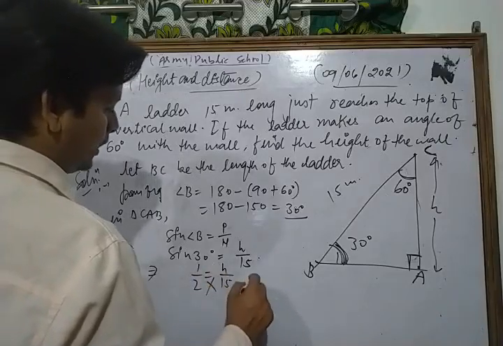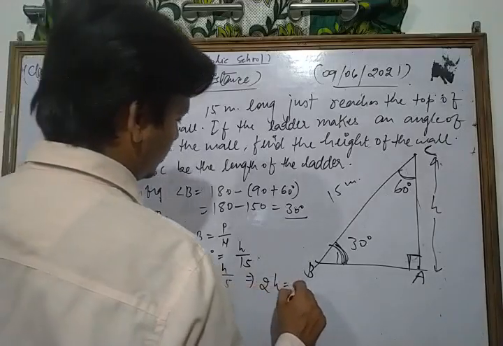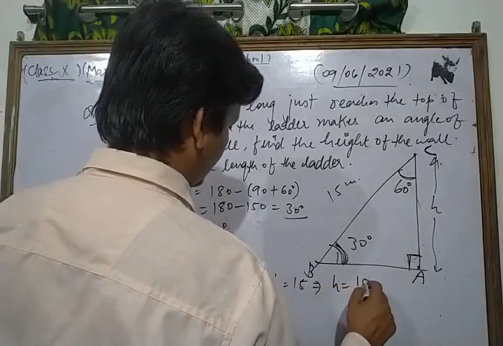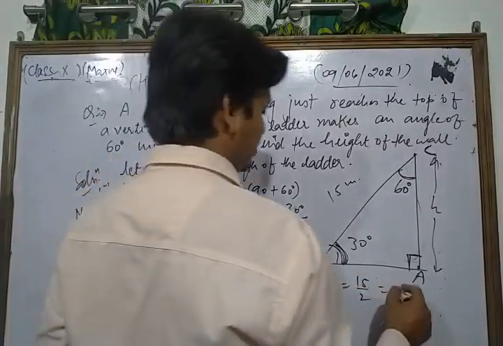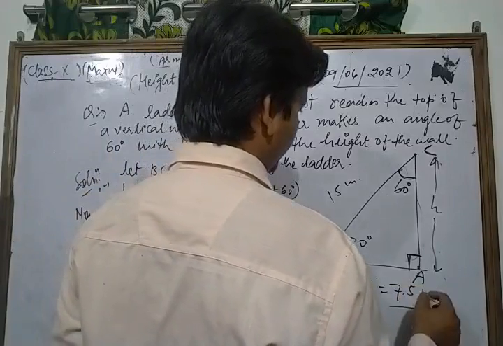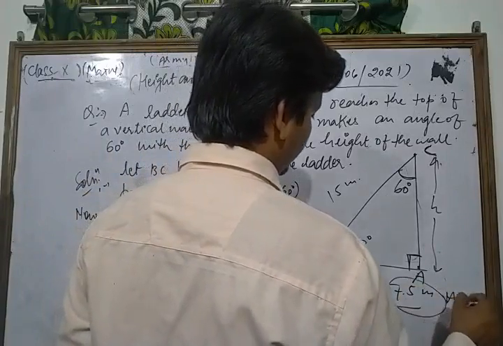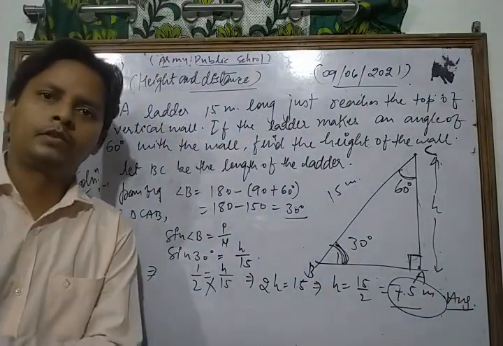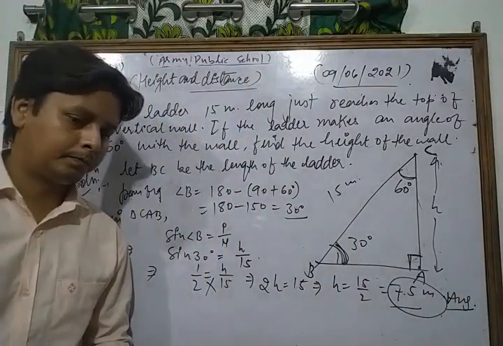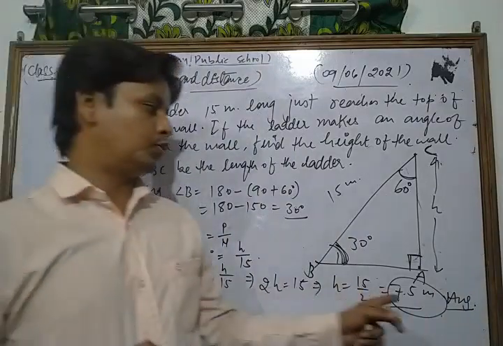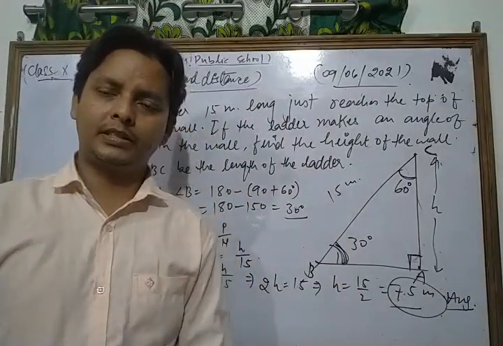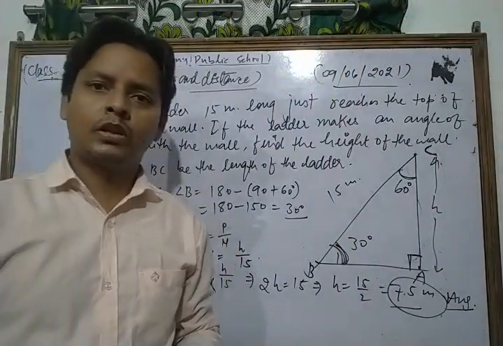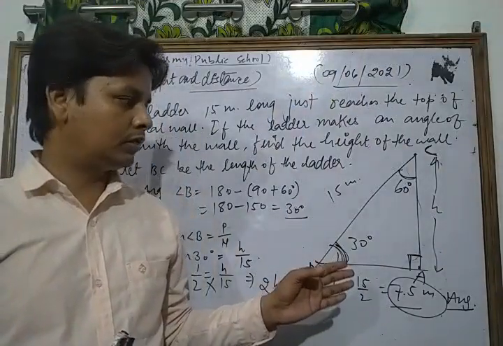Now we do cross multiplication, that is 2h is equal to 15, h is equal to 15 upon 2, that is 7.5 meters. So in this way we can say that the height of the wall is 7.5 meters. This is a very important question based on height and distance.